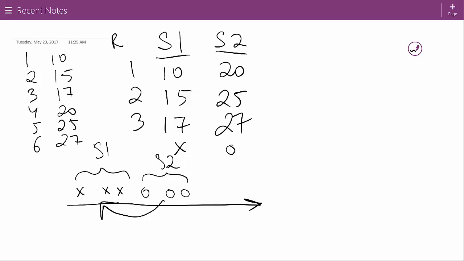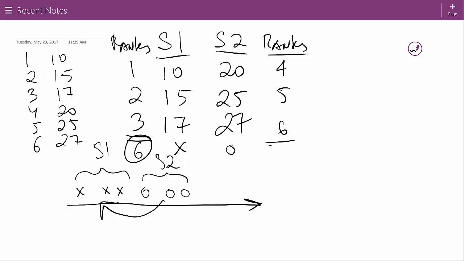So these are ranks, right? Ranks. And here I'm going to have ranks as well. And sample number 2 has 4, 5, and 6. Okay, cool. Now I'm going to add the ranks together. Therefore I'm going to compute the rank sum. So here the sum is going to be 6 for sample number 1, and here the sum is going to be 15 for sample number 2, right?